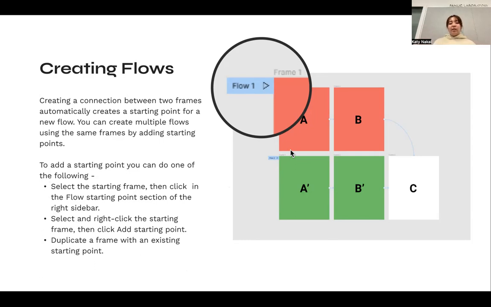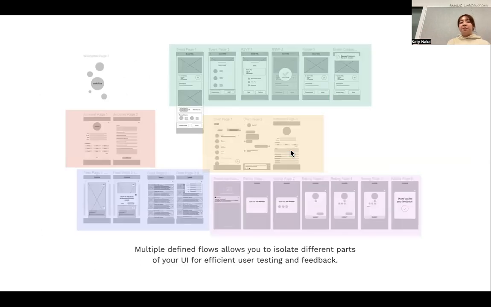Or select and right click the starting frame and then click add starting point, or duplicate a frame with an existing starting point, and that'll also keep it. Yeah, so this is an example. You have all these different frames, and you can sort them by different flows, by the colors, and it's just a more efficient way to test your design with user testing and feedback.